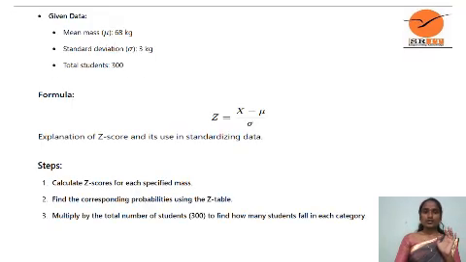Let's see the solution. First, the given data. Mean mass is 68, standard deviation is 3, and total students are 300. For solving this problem, we have the formula: Z equals x minus mu by sigma. We have some steps to calculate. First, calculate Z scores for each specified mass. Then find the corresponding probabilities using the Z tables. Multiply by the total number of students, 300, to find how many students fall in each category.